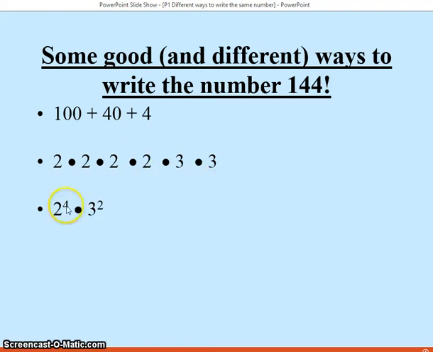You could take that second set of multiplication and write it as exponents. Multiply 2 4 times, 2 to the 4th power, times 3 squared. Multiply 3 twice. You could also write it as 12 squared. 12 times 12 makes 144.